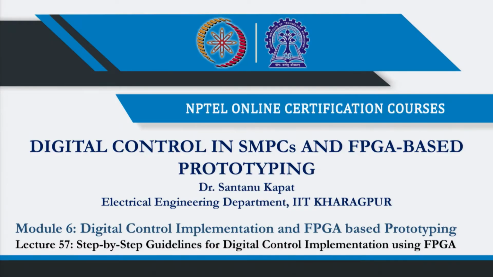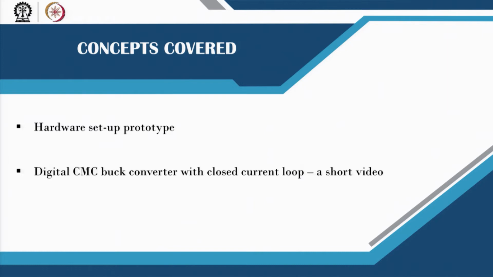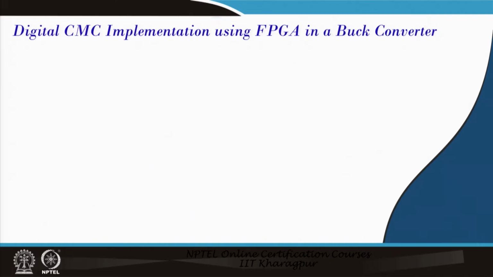Welcome. In this lecture, we are going to talk about a step by step guideline for digital control implementation using FPGA. Here we will first talk about our hardware setup prototype, then digital current mode control of a buck converter with closed current loop, a short video will be presented, and the summary of steps for FPGA based implementation. So, the digital current mode control implementation uses an FPGA in a buck converter.